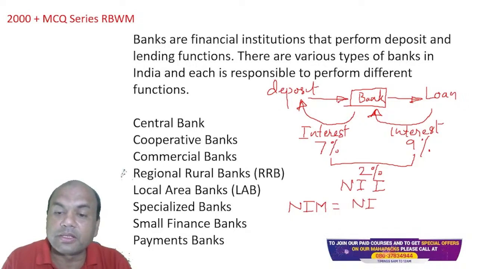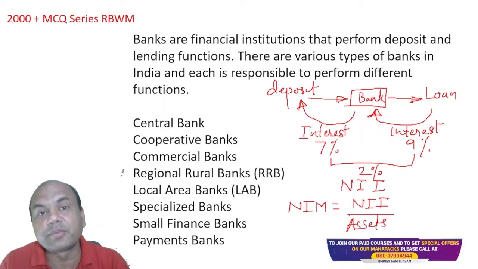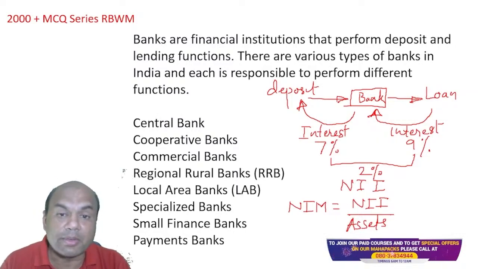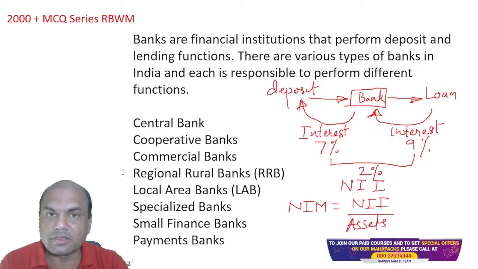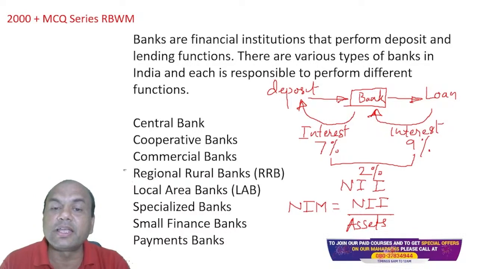NIM equals NII upon yielding assets, or you just write assets. It's actually yielding assets. Yielding means performing assets, which are giving you returns. So coming back, banks are financial institutions that perform deposit and lending functions. Obviously, there are various types of banks in India and each is responsible for performing different functions.